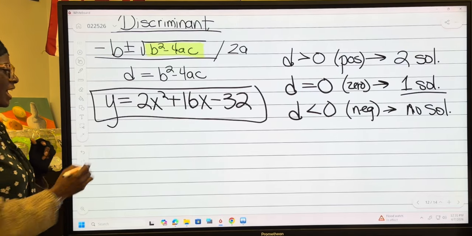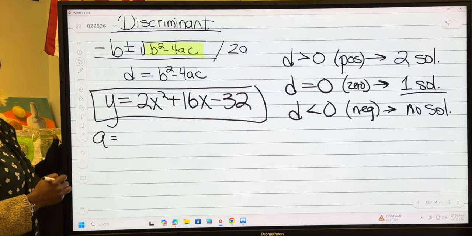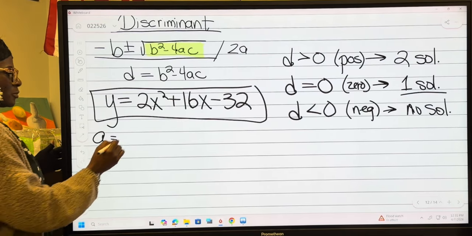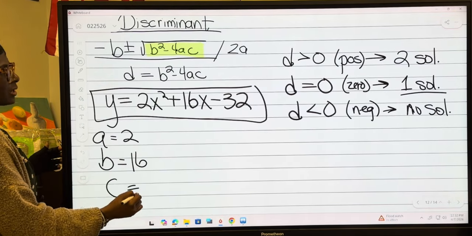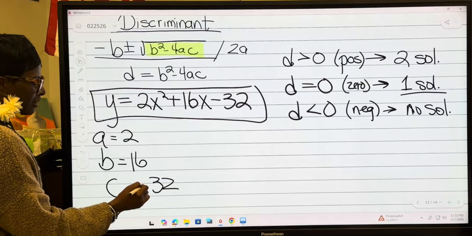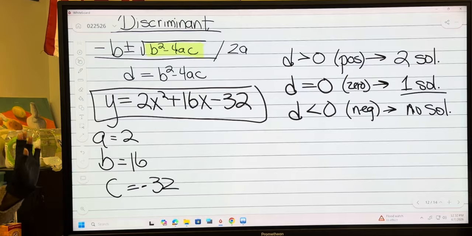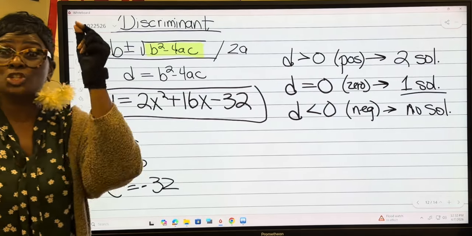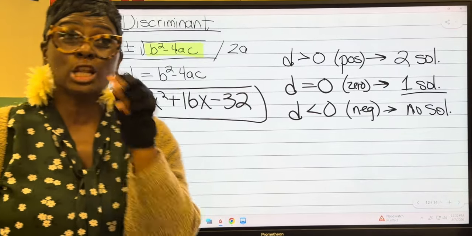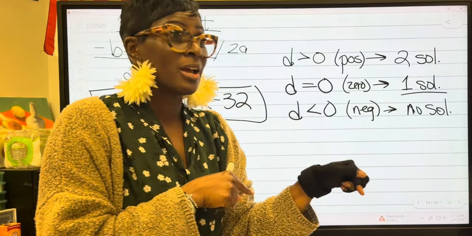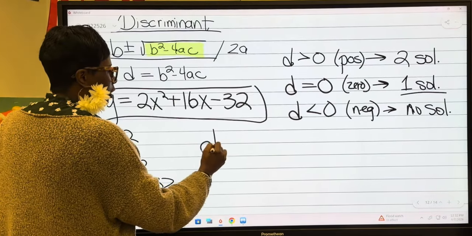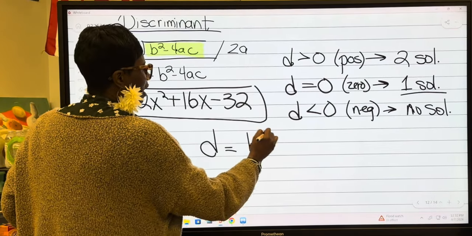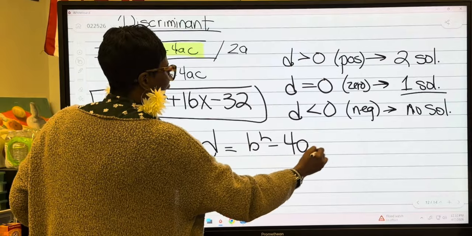Okay. All right. What's my A? 2. What's my B? 16. And what's my C? Negative 32. Negative. Don't forget your signs. Negative 32. Now, let's use this discriminant to see how many solutions, not what the solutions are, but how many solutions we're going to get, right? So we're going to put discriminant equals B squared minus 4AC.